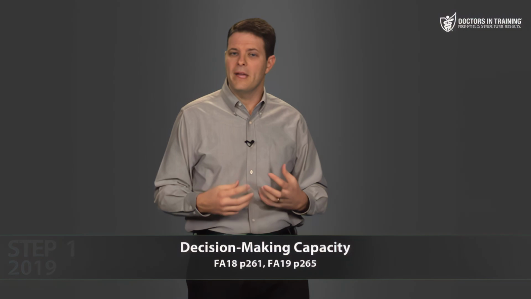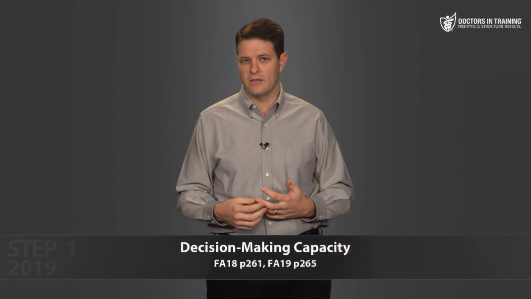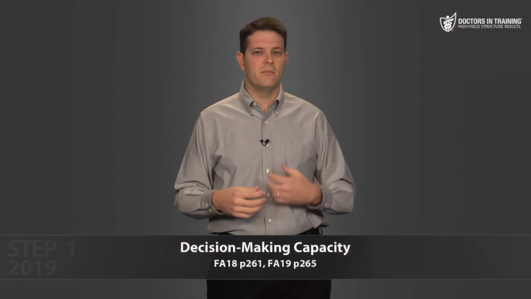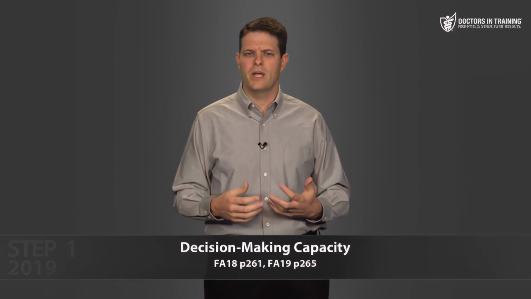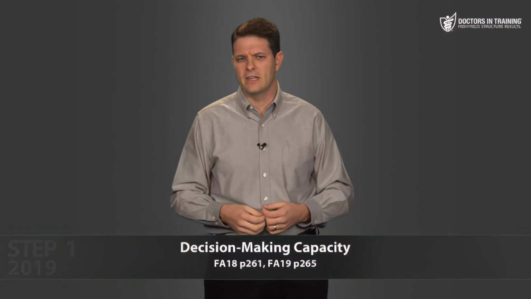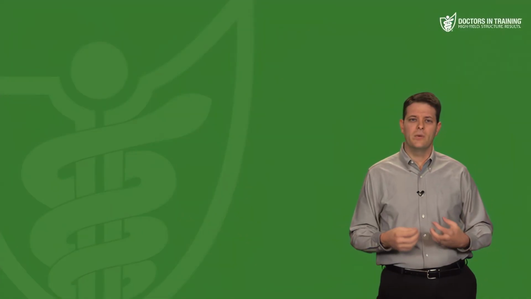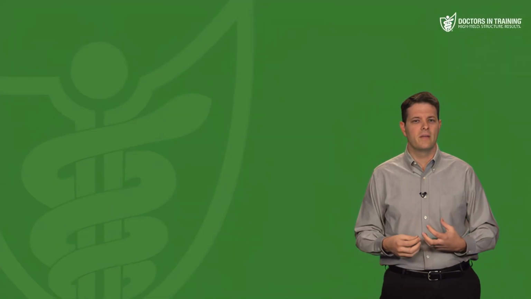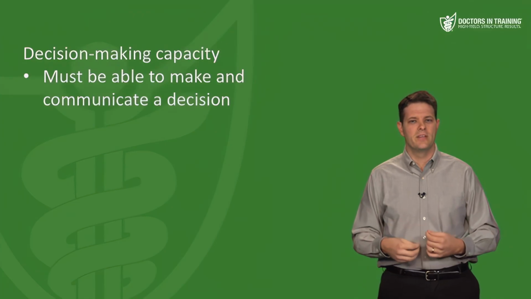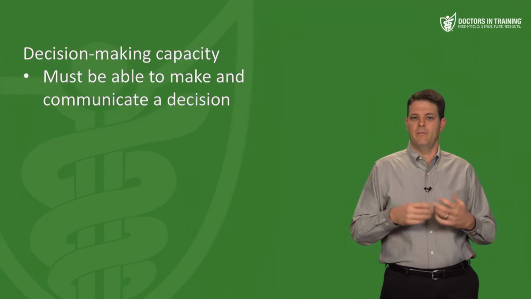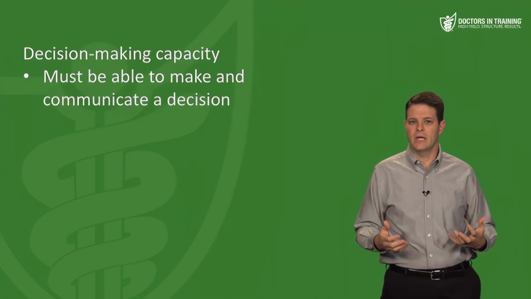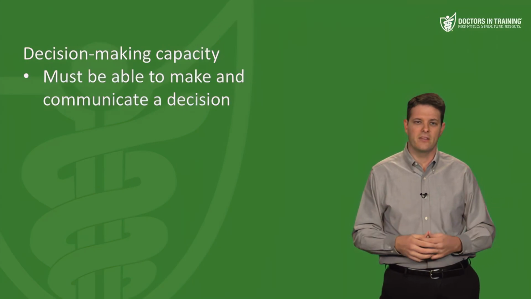Now, not all patients are capable of giving informed consent. Maybe you have a patient that's demented or delirious or even comatose. Well, how do we determine whether or not the patient has decision-making capacity? Well, for starters, a patient with the capacity to give informed consent has to be able to make a treatment decision and communicate that decision to the healthcare team. So a patient in a vegetative state who can't communicate a choice obviously lacks capacity.